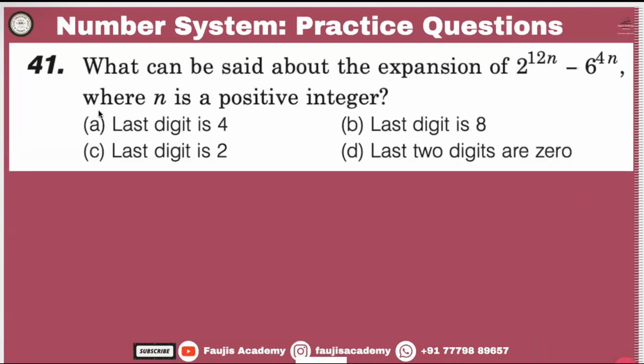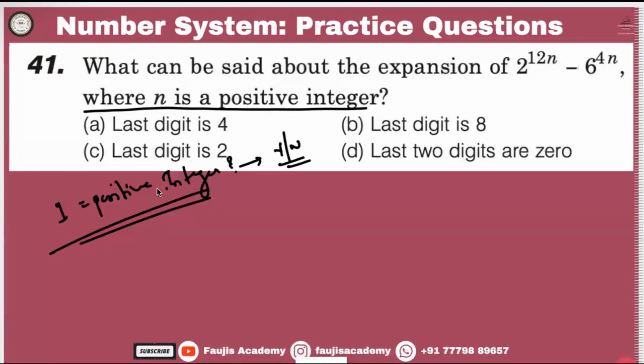Where n is a positive integer, imagine one positive integer. Is 1 a positive integer, guys? Yes or no? So in that case, your 12 raised to the power 12n minus 6 raised to the power 4n, they have asked questions about your last digit, last two digits. This will essentially turn out to be 2 raised to the power 12 minus 6 raised to the power 4.